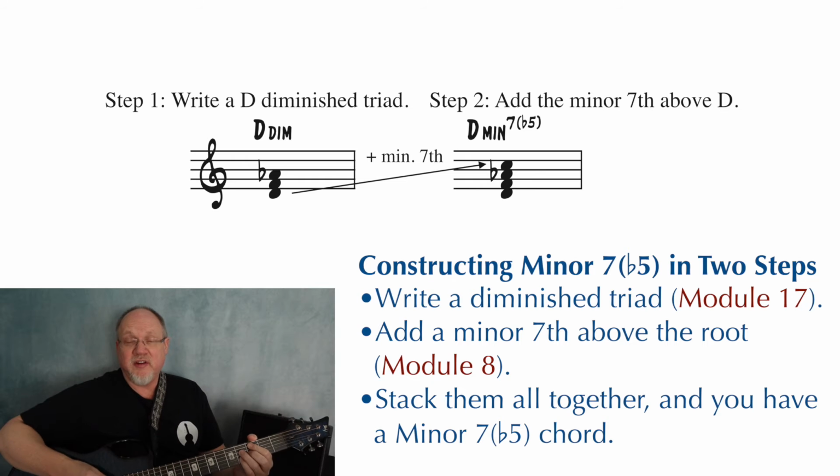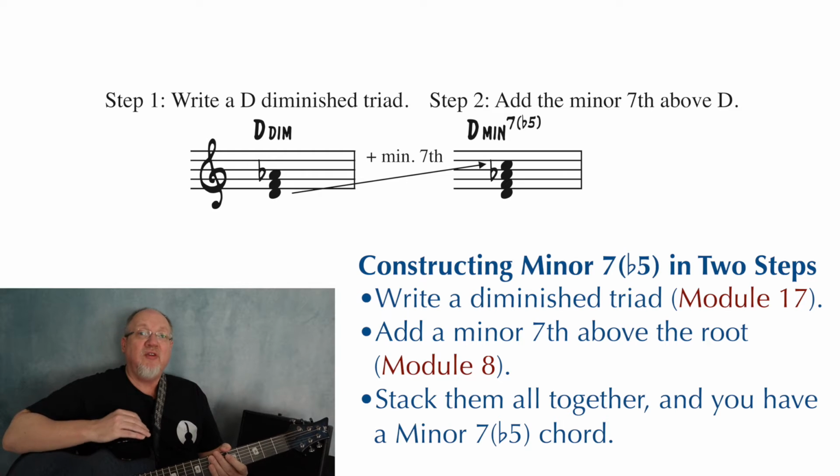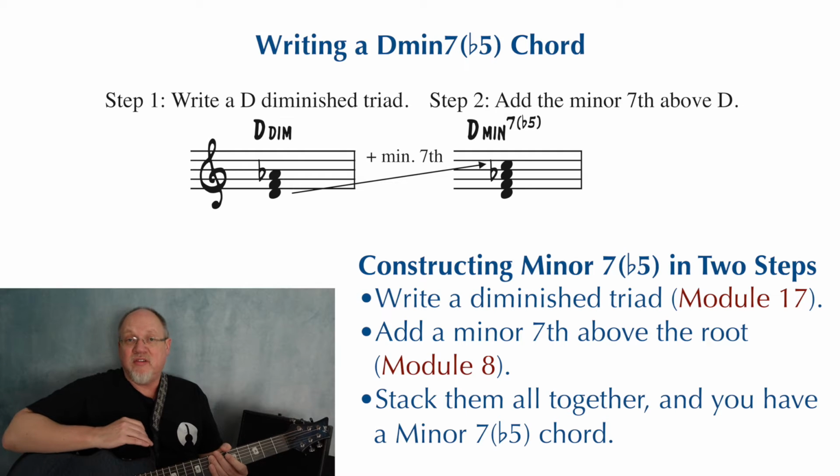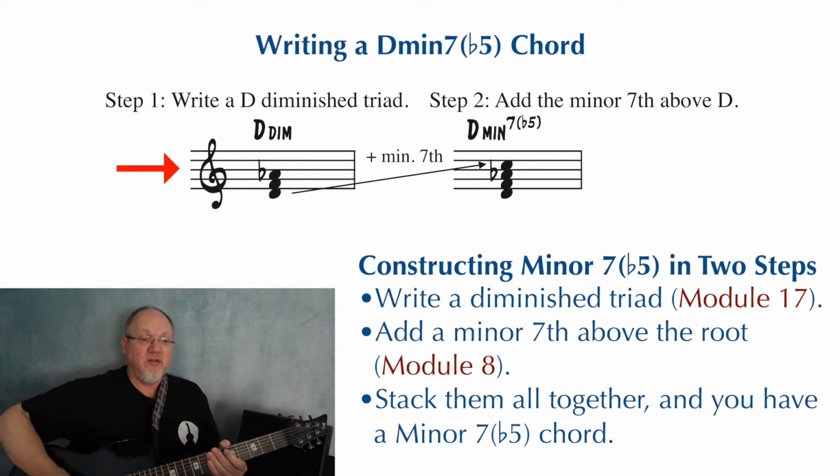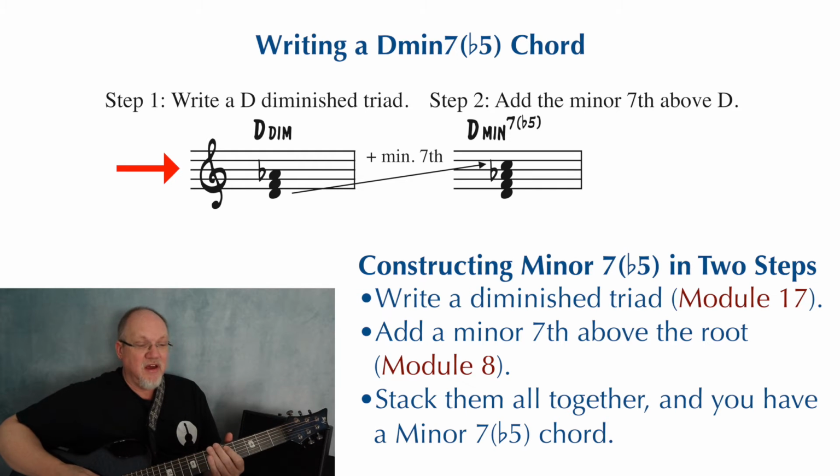There are two steps for constructing a minor 7 flat 5 chord. Step 1 is to write a diminished triad. Step 2 is to write a minor seventh above the root of the chord. So let's say we want to write a D minor 7 flat 5 chord. First thing you do is write a D diminished triad. That'll be D, F, and A flat. Next we add a minor seventh above the root of the chord. A minor seventh above D, which is the root, is C. Stack them all up, you have D, F, A flat, and C, or D minor 7 flat 5.